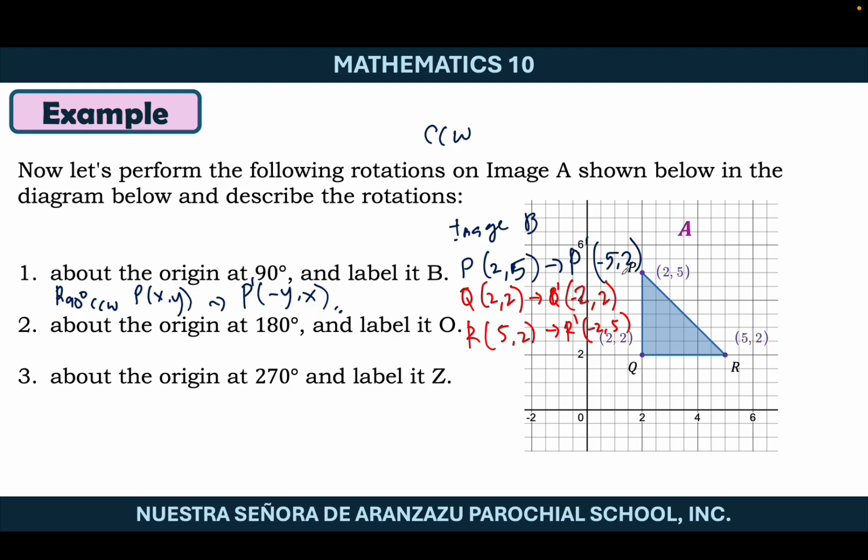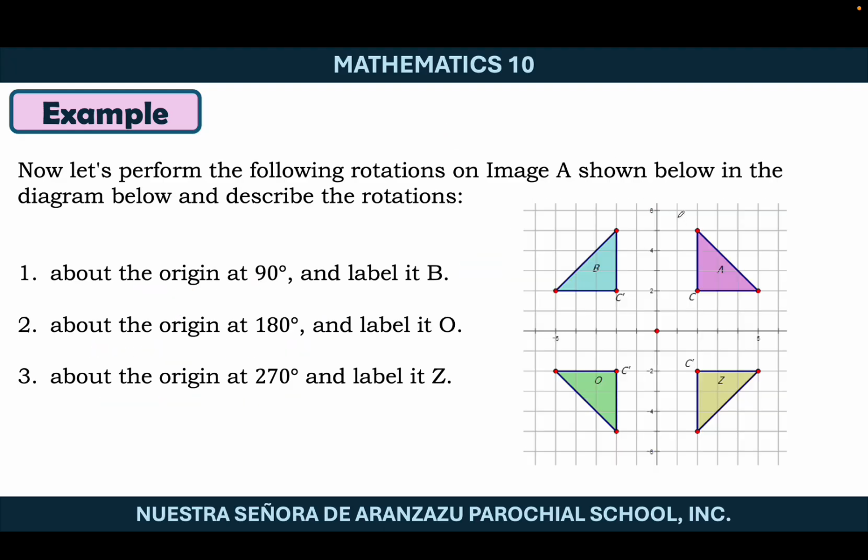So, kung ipa-plot natin yan, negative 5, 2, negative 2, 2, and negative 2, 5. So, ito yun. This is the image A, and 90 degrees counterclockwise, so mapupunta dito. So, ito na yung image B. So, ganun din, kung isosolve nyo yung image O, tsaka image Z.